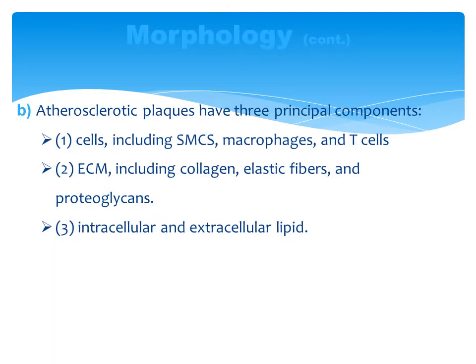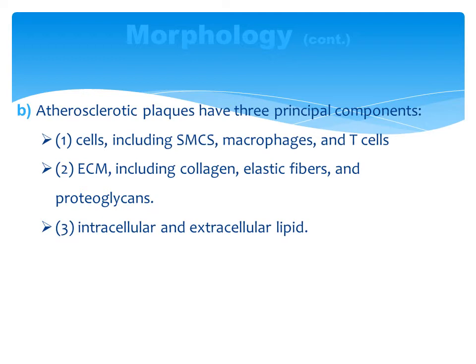The answer to part B is that you can draw the diagram as I have shown you in the previous question, and because they have asked for the principal components, these are the principal components: the cells, including the smooth muscle cells, the macrophages and the T cells; the extracellular matrix, including the collagen, elastic fibers and the proteoglycans; and the third component is the intracellular and extracellular lipid.